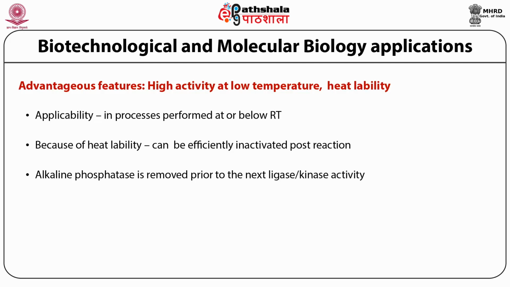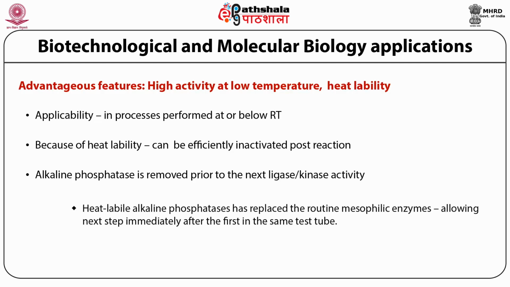So if you have treated the DNA sample with alkaline phosphatase, and the next step involves the use of ligase and kinase, in normal procedure the alkaline phosphatase was required to be removed. Now here comes in the heat labile cryophilic alkaline phosphatase, which has replaced the routine mesophilic enzyme, and this new enzyme allows the next step immediately after the first in the same test tube, because it is heat labile.